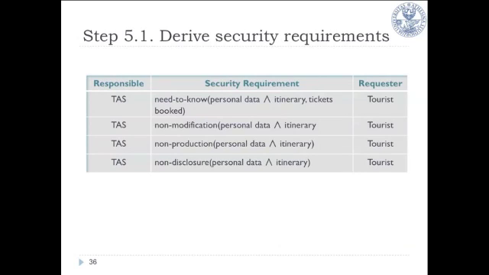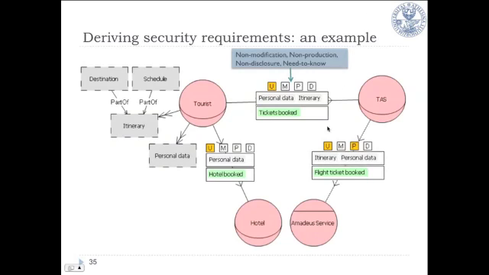So TAS is the one responsible for complying with these security requirements. So TAS has to comply with need to know of personal data and itinerary information to be used only for tickets booked as requested by the tourist. It has to comply with non-modification, non-production, and non-disclosure of both this information. Similarly, we would generate all the requirements for all the different authorizations that are being granted.